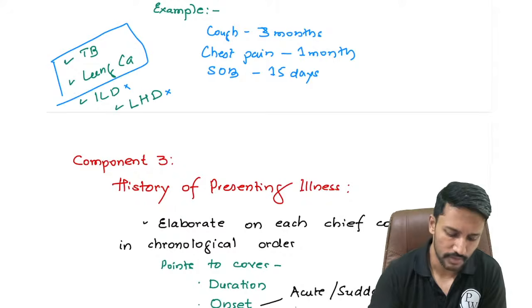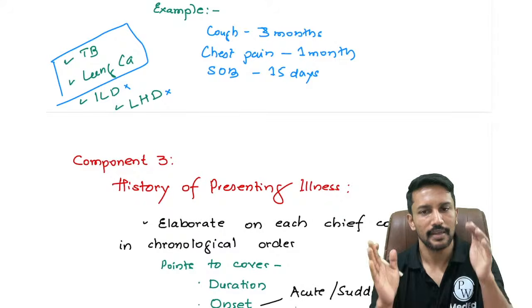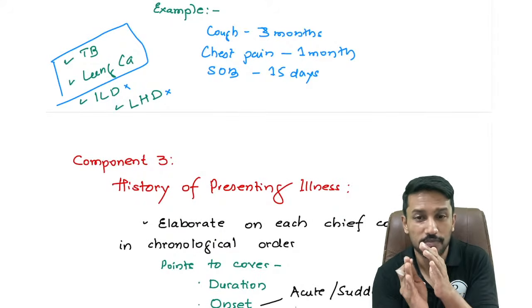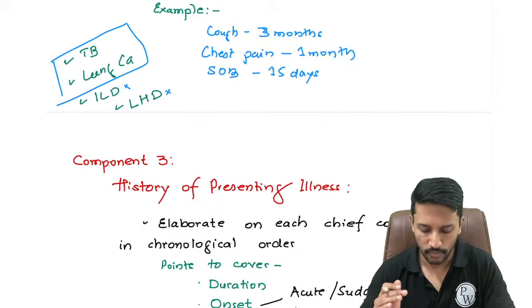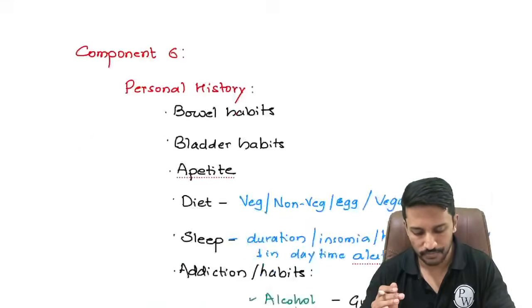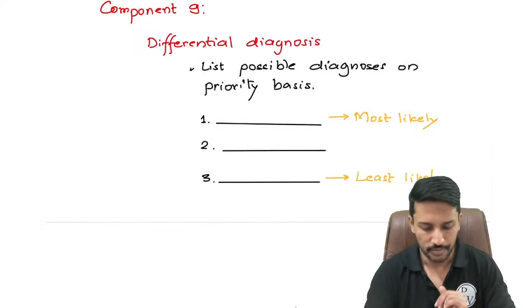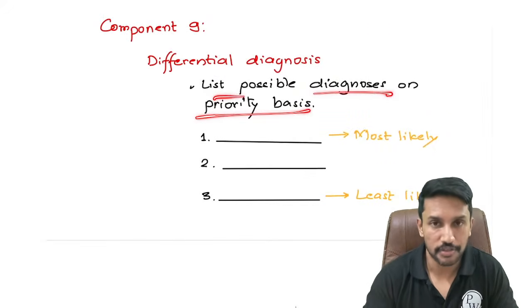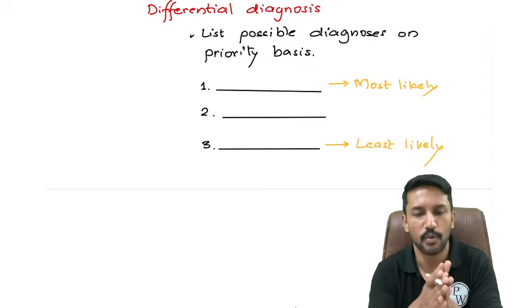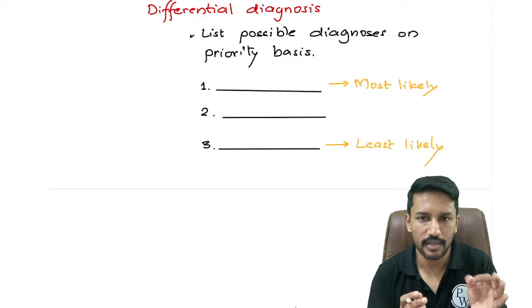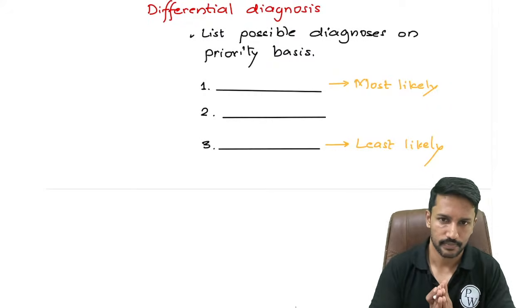And if I'm now only left with TB and lung carcinoma, then at the end of history, my differential diagnosis further narrows. So now I will mention those two differential diagnoses in the history. When I'm documenting those possible differential diagnoses, again, I have to document them on a priority basis. What is the most likely and what is the least likely?